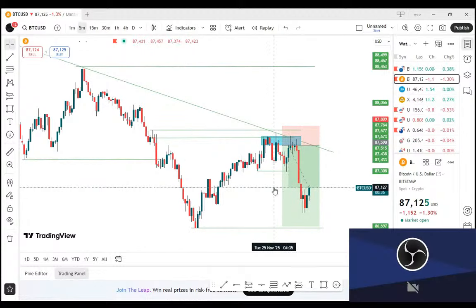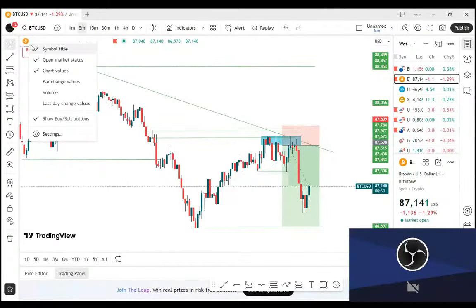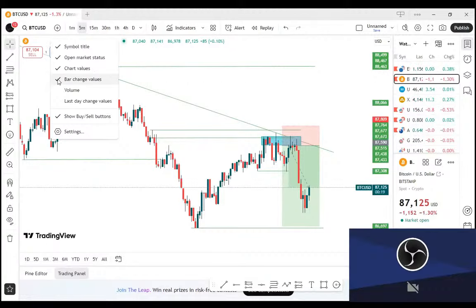Guys, price is trying to make a pullback from here. I'm trying to set this thing. I've forgotten where I pressed that made it disappear. Chart bar value.